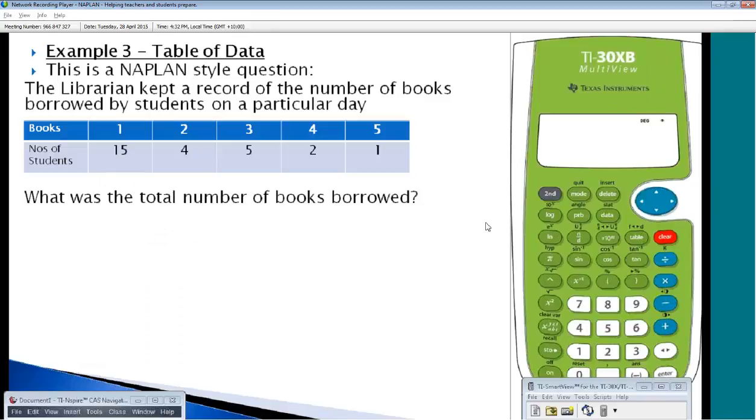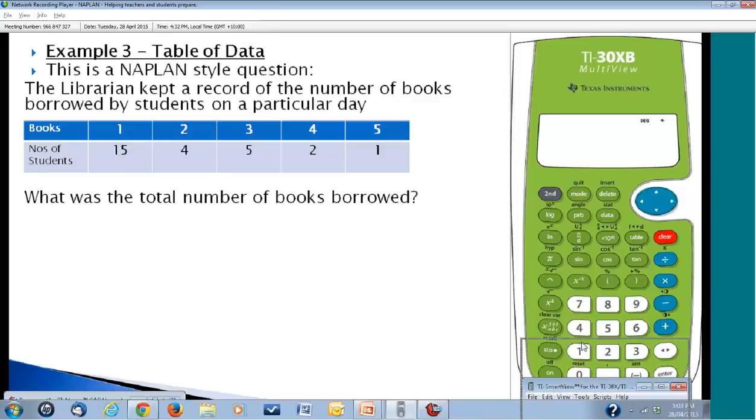The last one that I'm going to have a look at from a statistical point of view is another Naplan-style question. This one has some data about books being borrowed from the library. So in the top of the table here, we've got the number of books that were borrowed, and in the bottom of the table, we've got how many students borrowed them. Okay, so this is one where we do have frequency data.